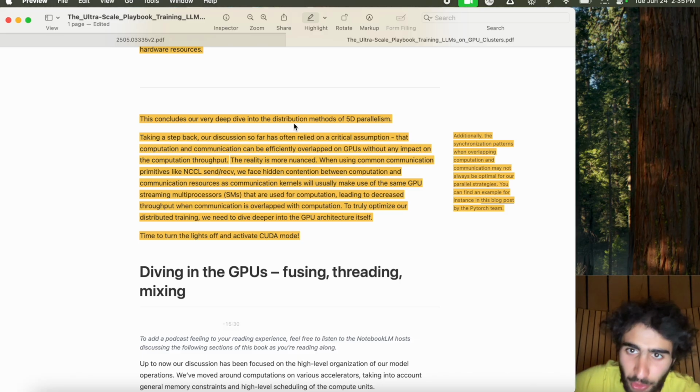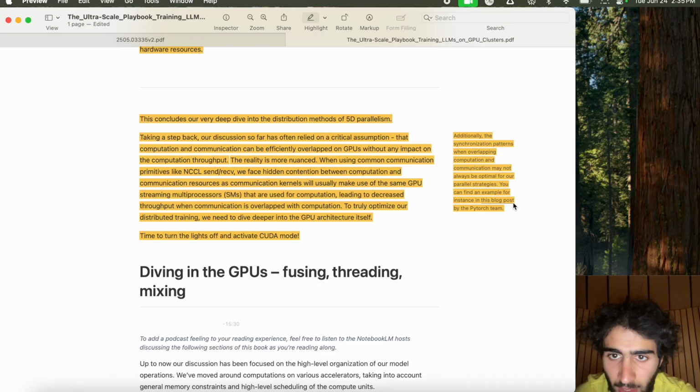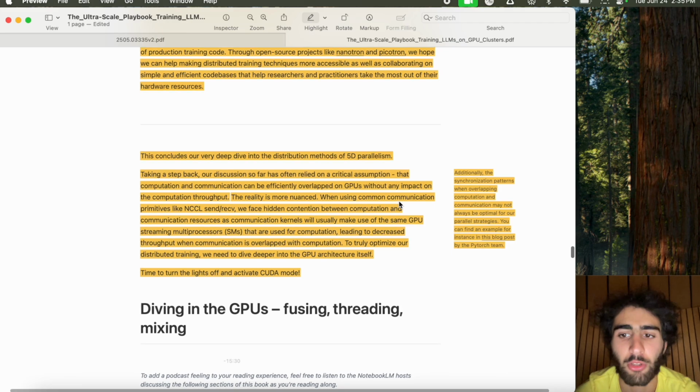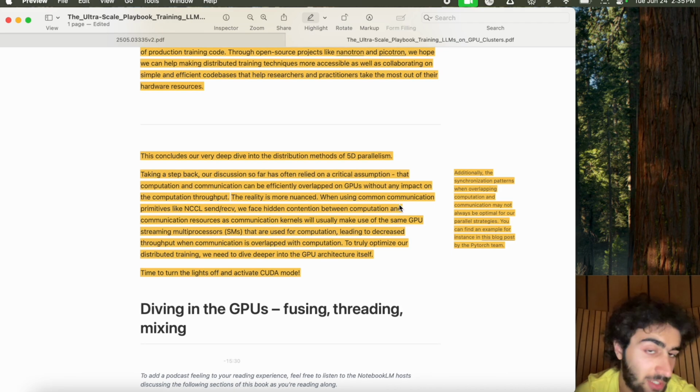which is CUDA. Something to note here is that if you want to look at a blog discussing synchronization of computation and communication by the PyTorch team, then please check this out. Otherwise, we'll see you in the next video discussing CUDA.